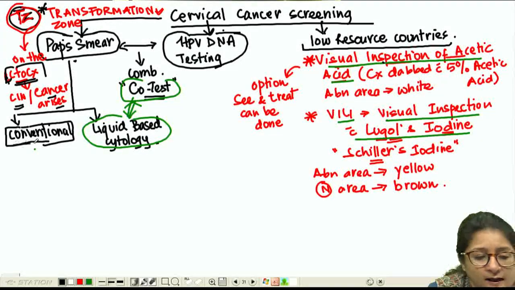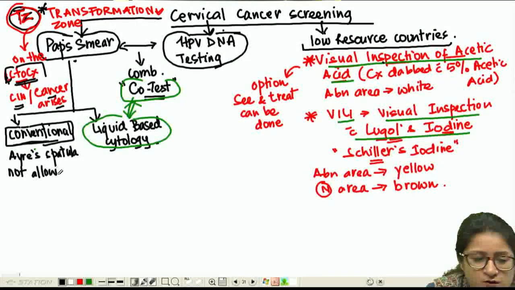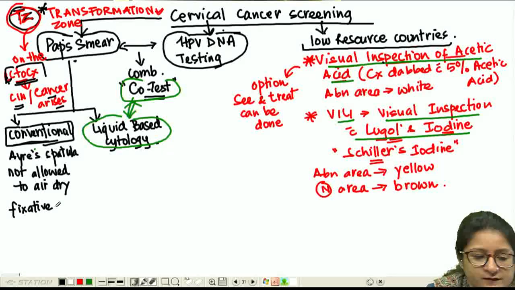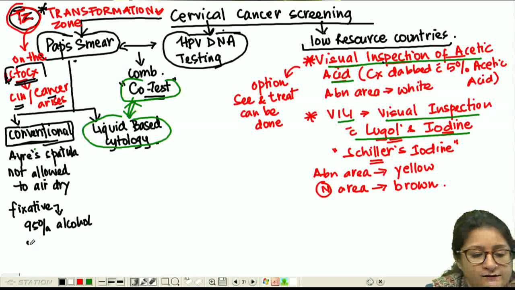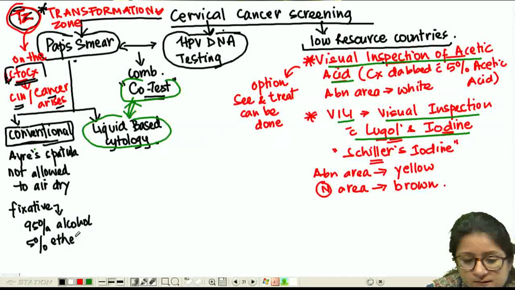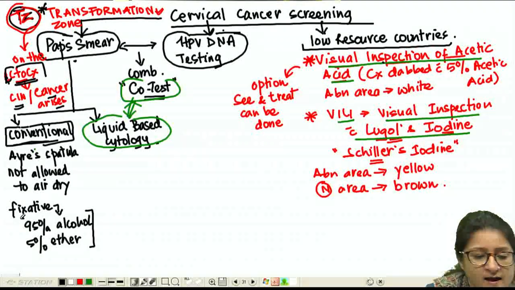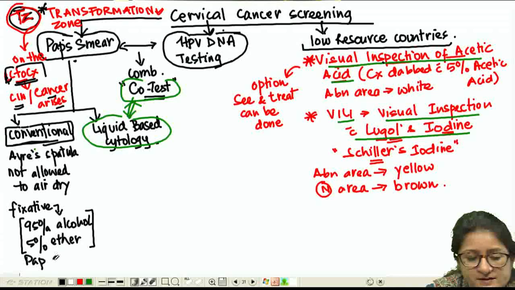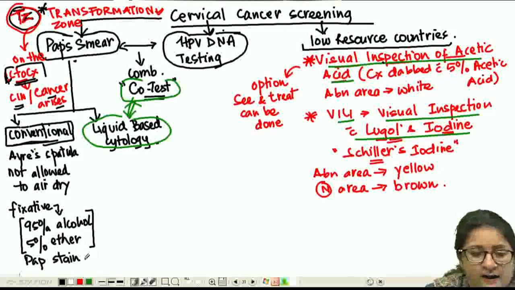Now in the conventional, again we are using the Ayre spatula to make a slide, and the slide is not allowed to air dry. It is immediately kept inside a fixative, which consists of 95% ethanol and 5% ether. This is the standard fixative, and then staining is done by the Pap stain, which is the Papanicolaou stain. So this is about the conventional pap smear.